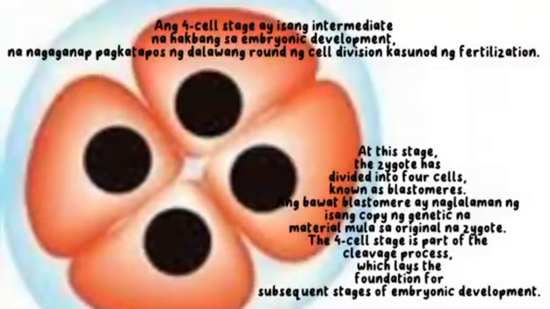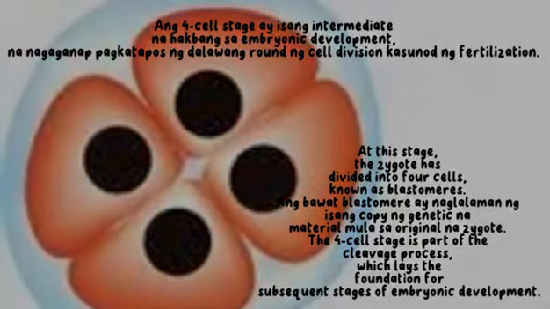On to the next part is the four-cell stage. Four-cell stage embryo is the result of a second cleavage event and will happen after 40 hours of fertilization. Ang four-cell stage ay intermediate na hakbang sa embryonic development na nagaganap pagkatapos ng dalawang round ng cell division kasunod ng fertilization. At this stage, the zygote has divided into 4 cells known as blastomeres. Ang bawat blastomeres ay naglalaman ng isang copy ng genetic na material mula sa original na zygote. This 4-cell stage is part of the cleavage process, which lays the foundation for subsequent stages of embryonic development.